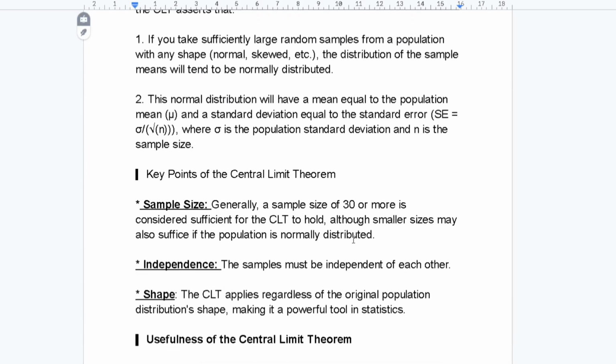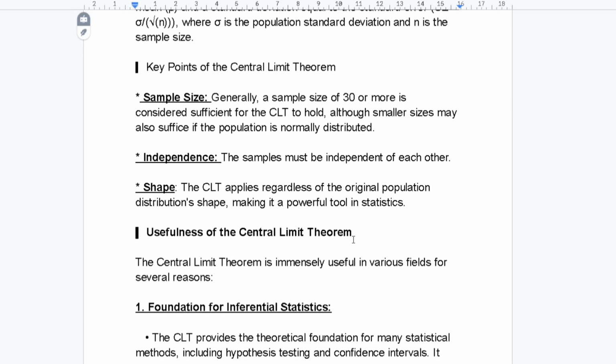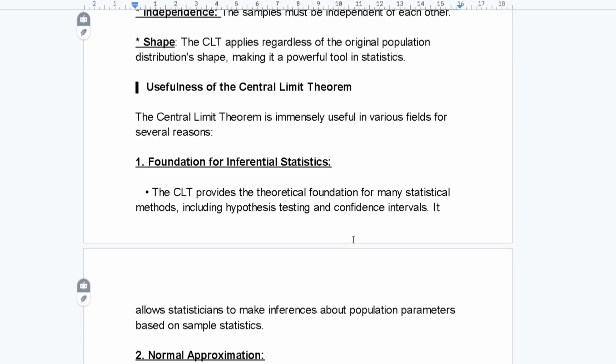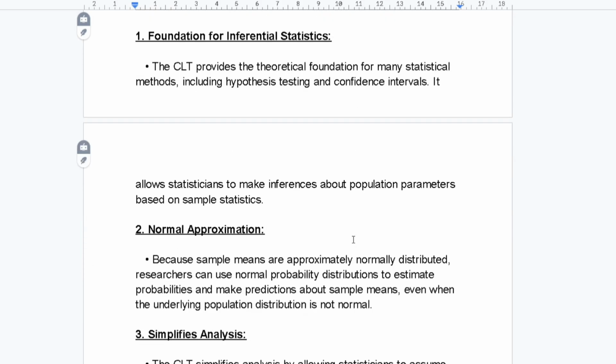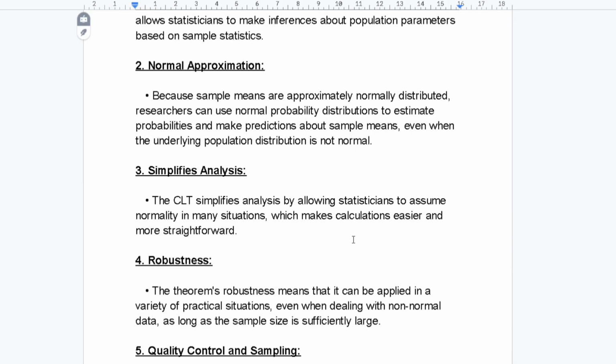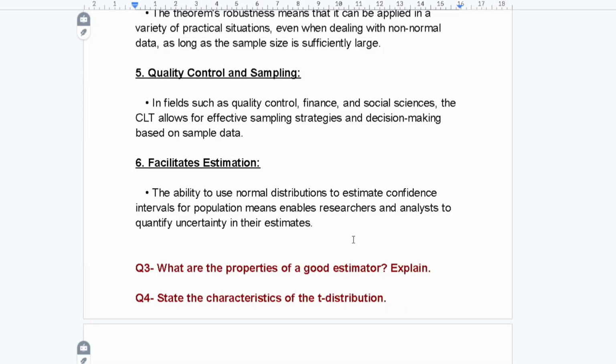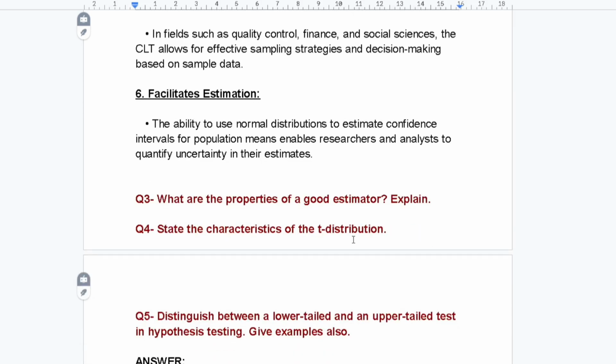So first we have explained what is CLT, and the key points include sample size, independence, and shape. Usefulness includes foundation of inferential statistics, normal approximation, simplifies analysis, robustness, quality control and sampling, and facilitates estimation. Now the third question is: what are the properties of a good estimator? This has already been covered in my previous videos. And next is: state the characteristics of the t distribution.